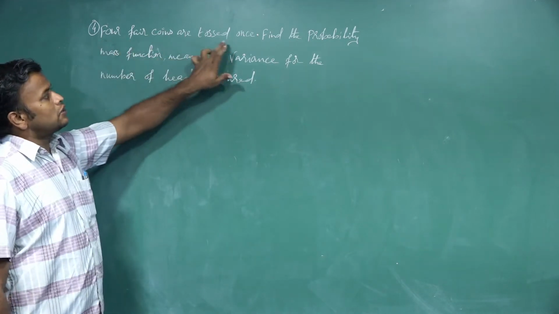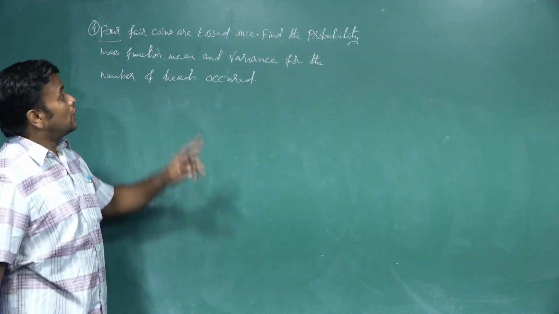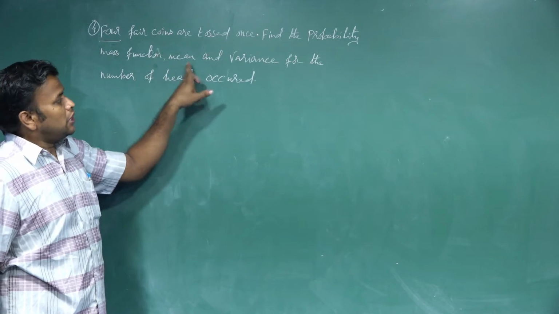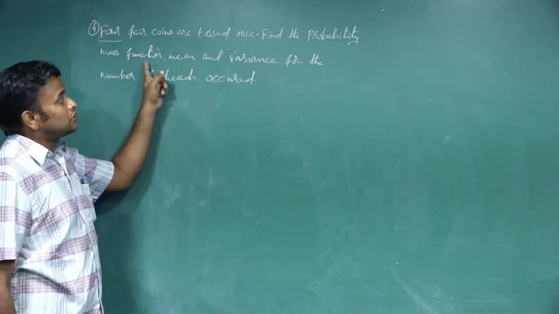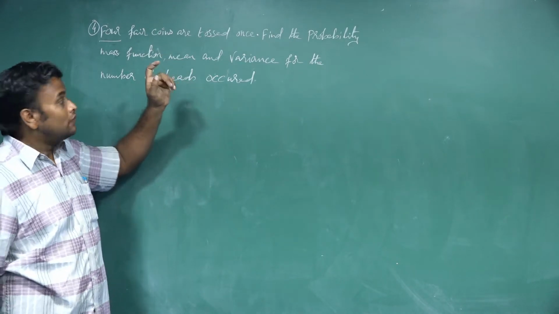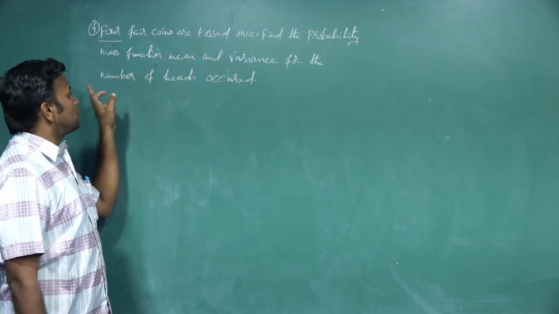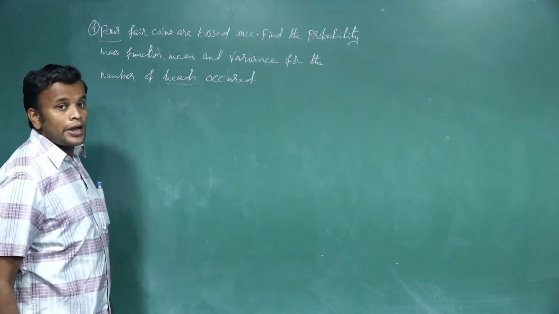4 fair coins are tossed once. See, important, how many coins? There will be 4 coins tossed once. Find the probability mass function, mean and variance. So there are 3 subdivisions. First of all, find the probability mass function, because it is discrete. We tossed just 4 coins only. And also find the mean and variance for the number of heads. So it is very important to find the mean and variance of the number of heads.